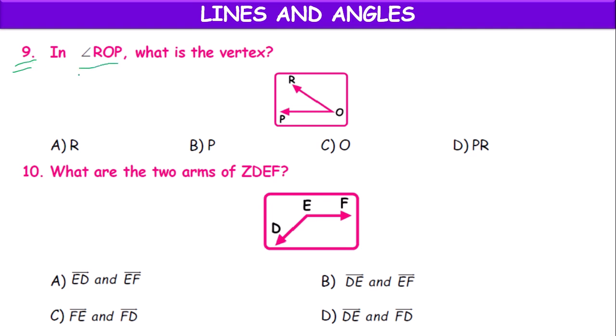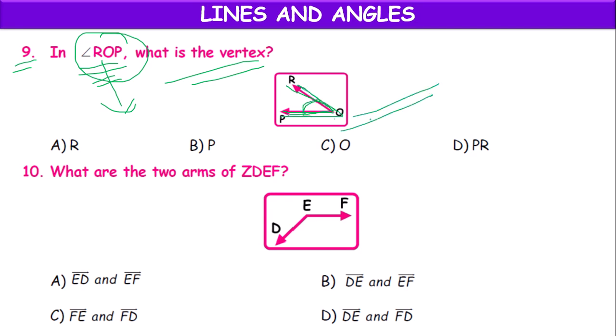Next, ninth question. In angle ROP, what is the vertex? Normally, an angle is mentioned by a combination of 3 letters, but the vertex will always be at the middle. Out of the 3 letters, the vertex will always be at the middle or at the common point. So here we have OP ray, OR ray, the angle is POR or ROP, O is the common point, and it is called the vertex.